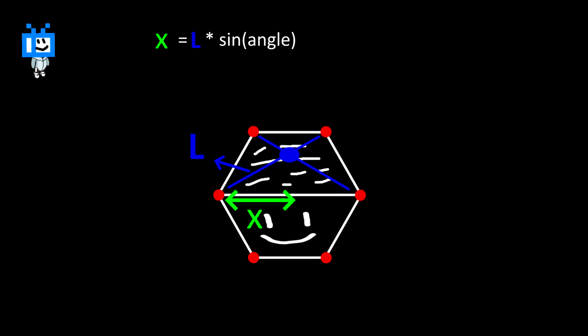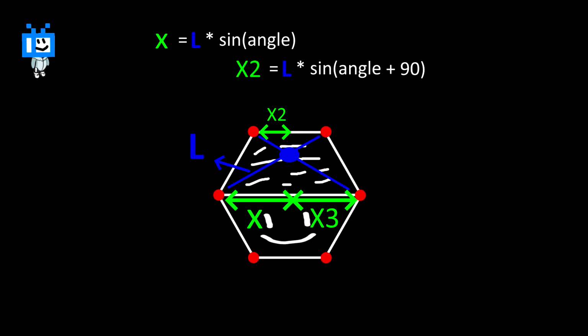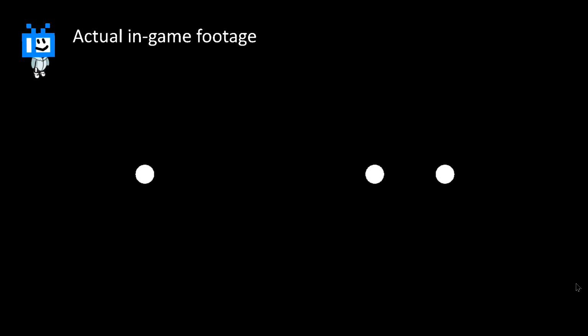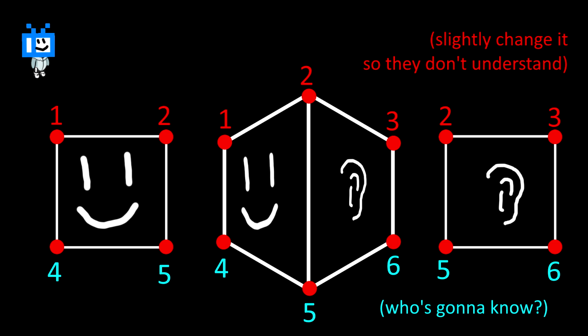L multiplied by sine angle gives us the value we want, and to get the same on other corners we just do the same but with sine angle plus 90 and sine angle plus 180. This fourth corner will never be seen and therefore it is dead to us. So we have 3 points that move just like this. Since it's a cube, we can use these results twice for all the bottom corners.